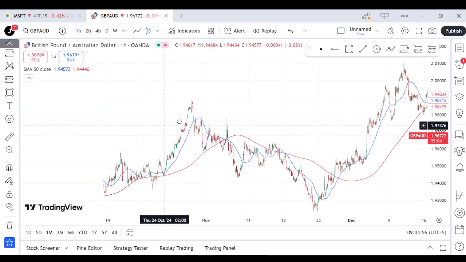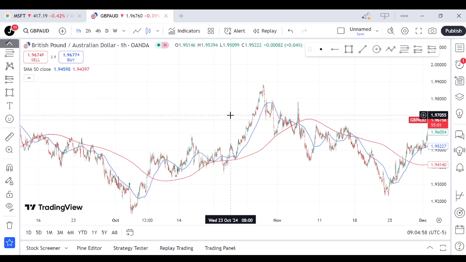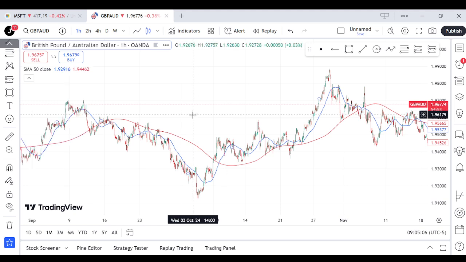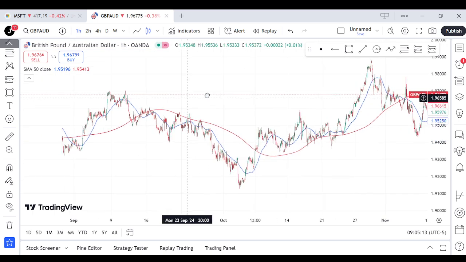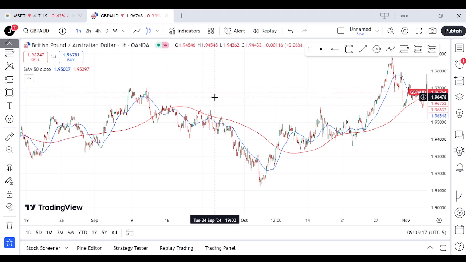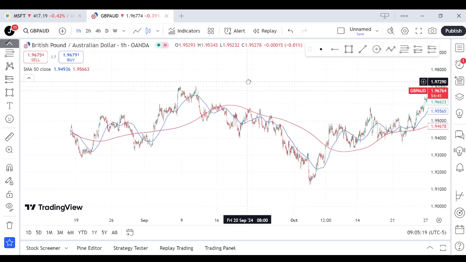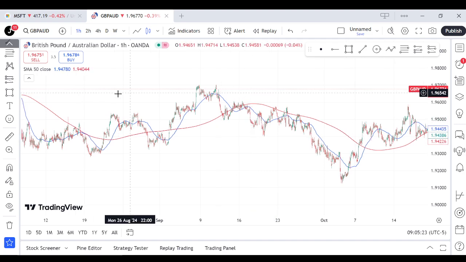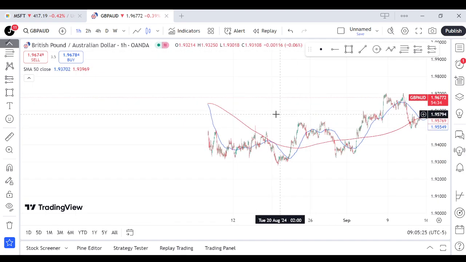So the beauty of this strategy lies in its ability to help you identify trend changes before they become obvious to the majority of traders. So by watching these crossovers, you can position yourself early enough in potential trend reversals while maintaining a systematic approach to your trading. So let's quickly look at the charts and try to spot these crossovers and how you can use them, how you can trade them effectively.